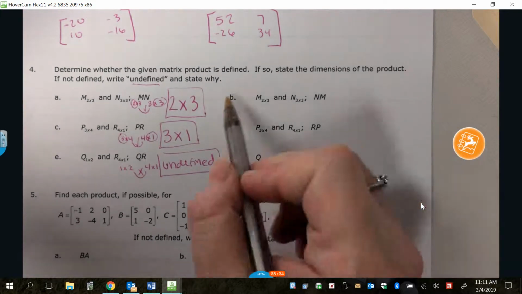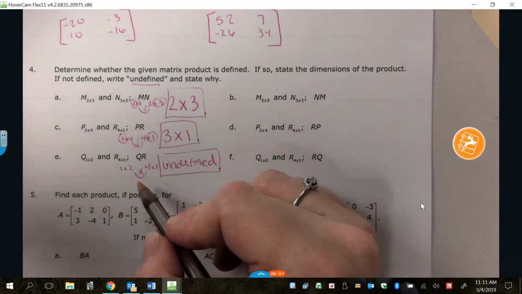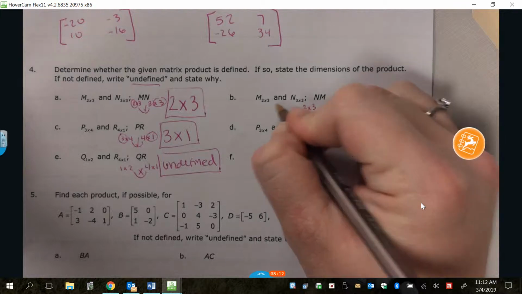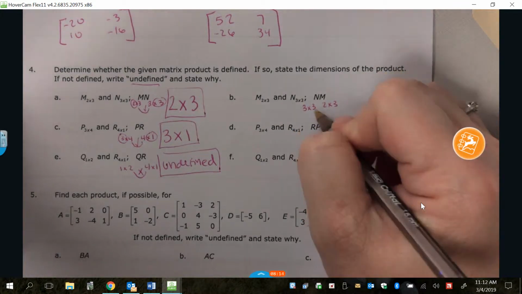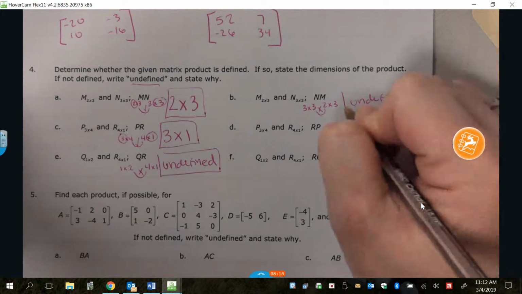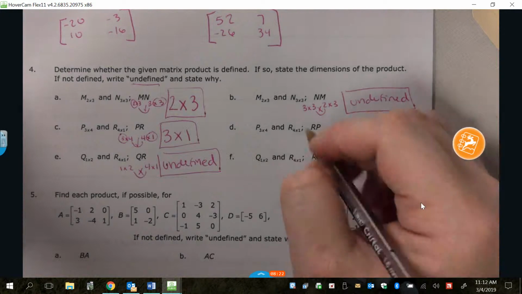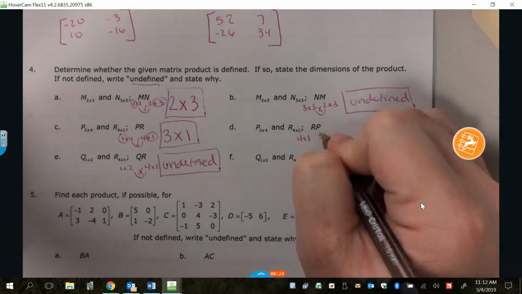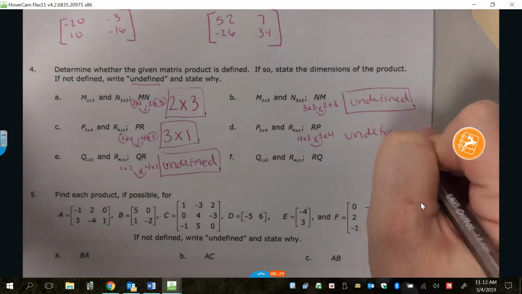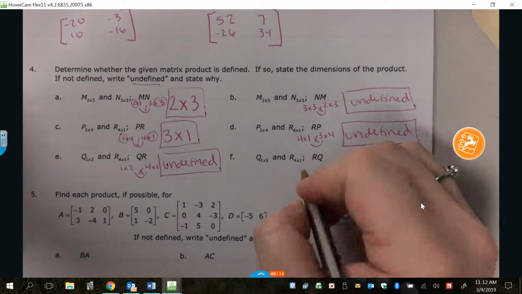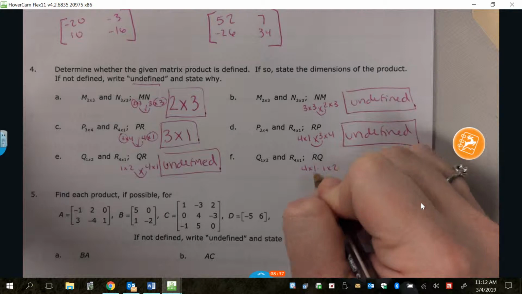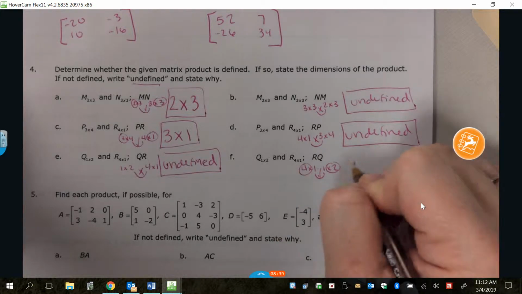I know it says state why. We're proving why right here. Here we have N, which is a 3 by 3, times M, which is a 2 by 3. The middle 2 do not match, therefore it's undefined. Here we have R times P, a 4 by 1 times a 3 by 4. They don't match, therefore it's undefined. And here we have R, a 4 by 1, times Q, a 1 by 2. They do match, so it's a 4 by 2.